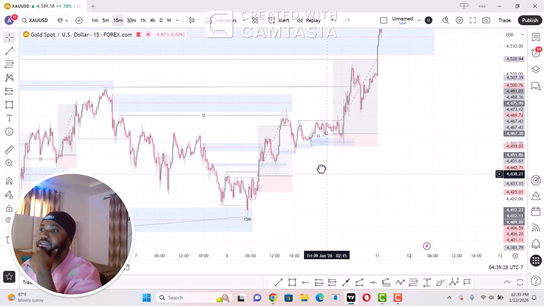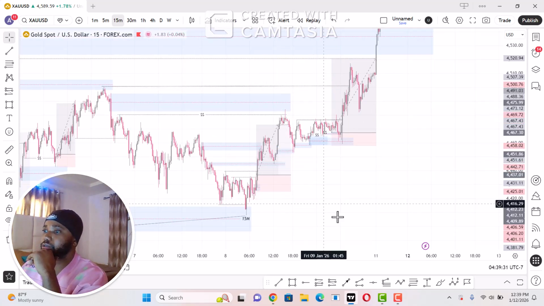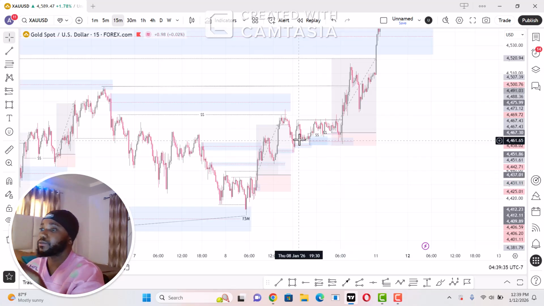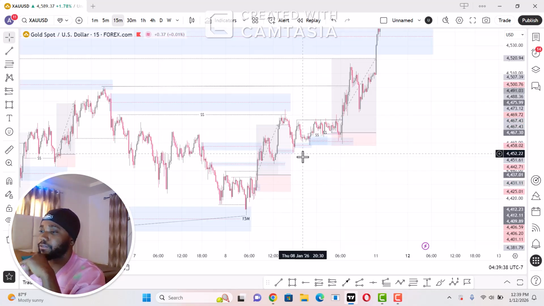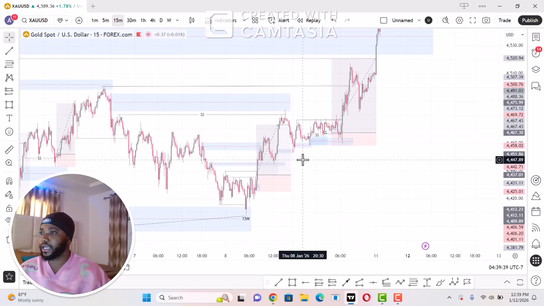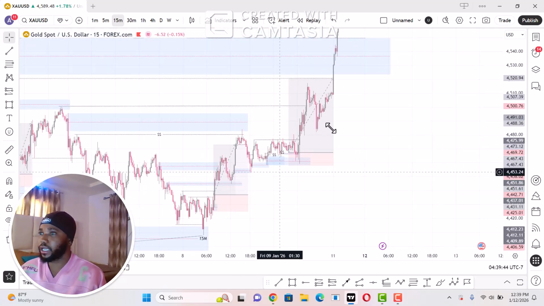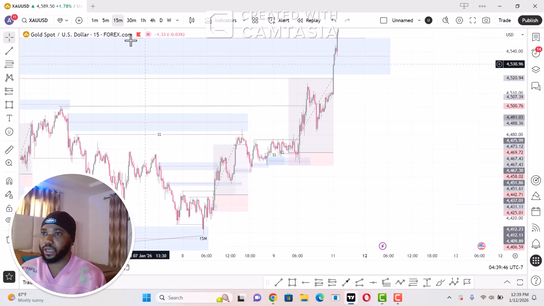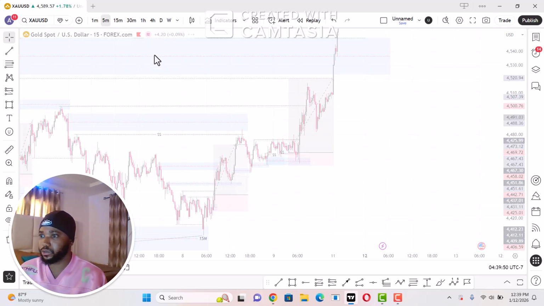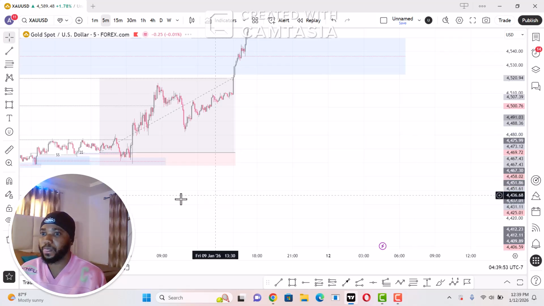So on Friday, I thought the market would keep falling down. But when I saw the way the market was reacting in this area, I figured I'm going to find out what the market is doing, and I stepped down to my mini time frames, 5 minutes and 1 minute. I stepped down to 5 minutes to figure out what the market is doing.